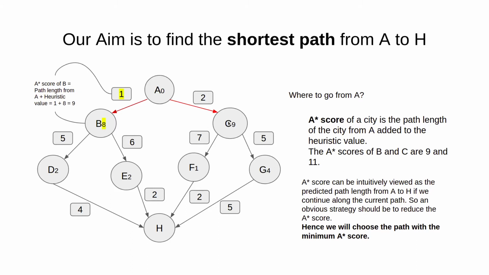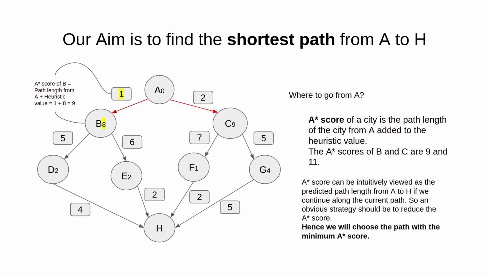Similarly, the A-star score of city C is 11 because the path length from A is 2 and the heuristic value is 9. If you see carefully, A-star score can be intuitively viewed as the predicted path length from city A to city H if we travel via the current city. So, the fact that the A-star score of city B is 9 means that if we continue to move towards city H along city B, then the predicted path length is 9 units.